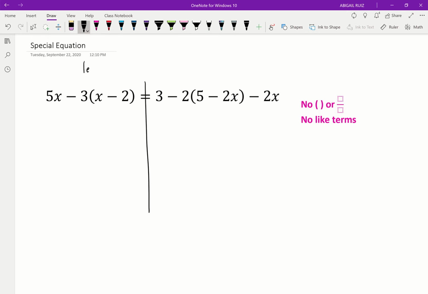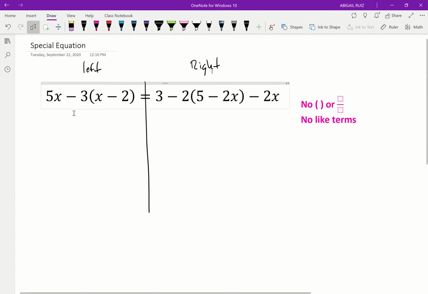You have the left side and you have the right side. Why am I doing this? Because you need to simplify. You cannot cross this equal sign until you simplify your sides. So let's work on the left and see what we have. Remember, you don't want parentheses, fractions, or like terms.